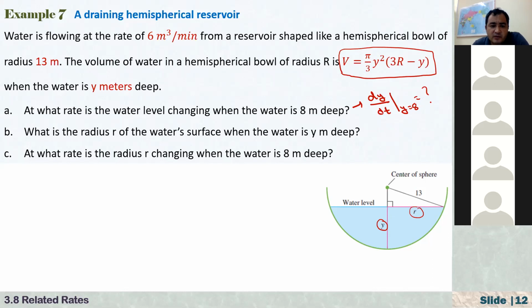Second, what is the radius r of the water surface when the water is y meters deep? That means we need to find r in terms of y. Then, at what rate is the radius r changing when the water is 8 meters deep? We need to find dr/dt, the rate of change of r with respect to t, when y is equal to 8 meters. So these are the questions we have to answer. Let me start from the first one.